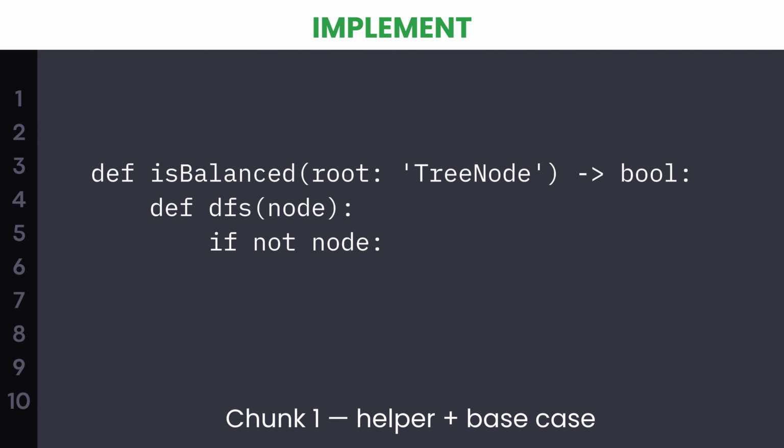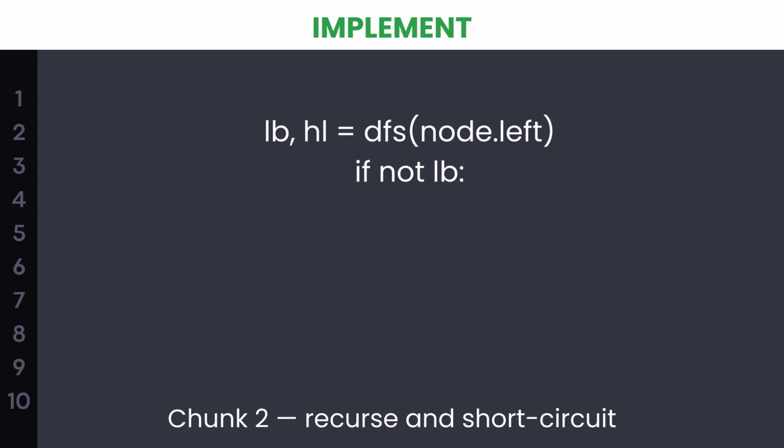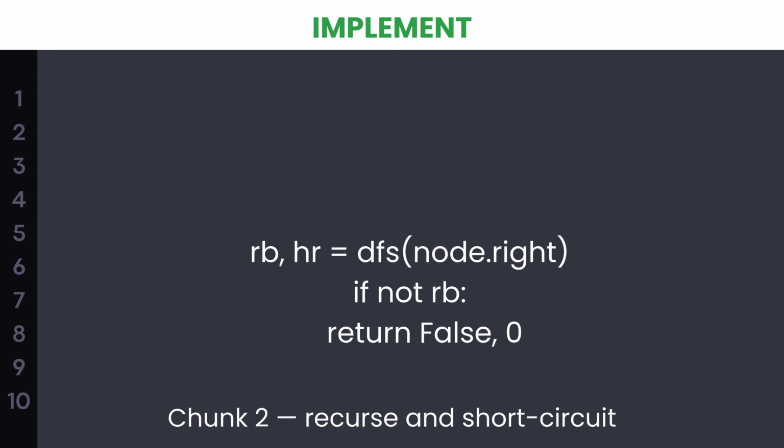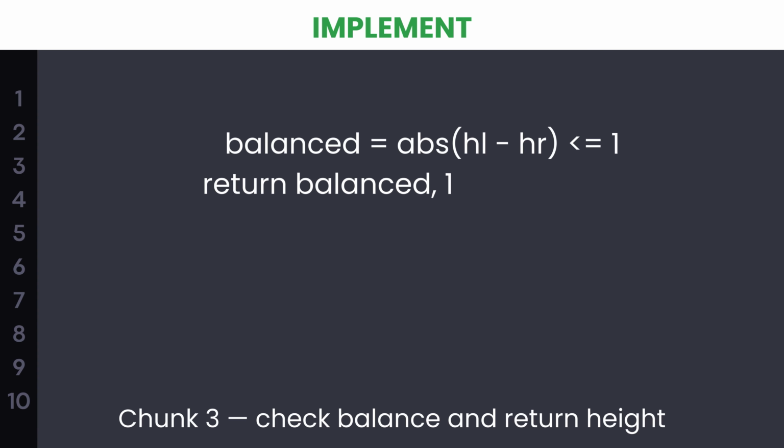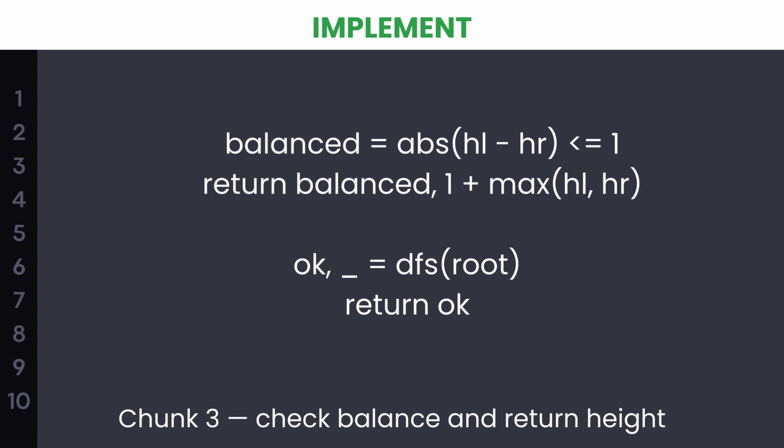Empty trees are balanced with height 0. Compute left and right. If either is unbalanced, stop early. The current node is balanced if the height difference is less than or equal to 1. Compute height in the same pass.